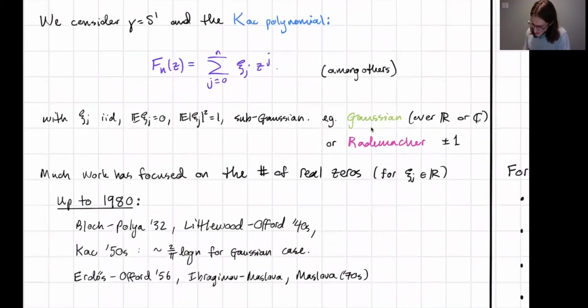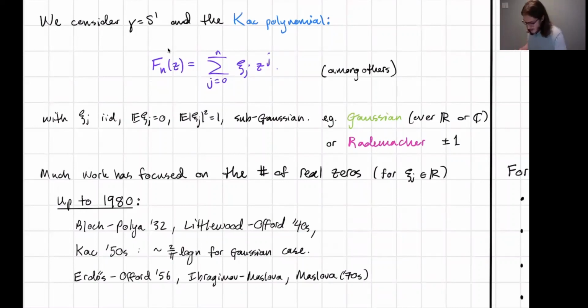Okay, so are there any questions about the model, what I mean by this random polynomial? Okay, so yeah, let me just make sure I have my windows.